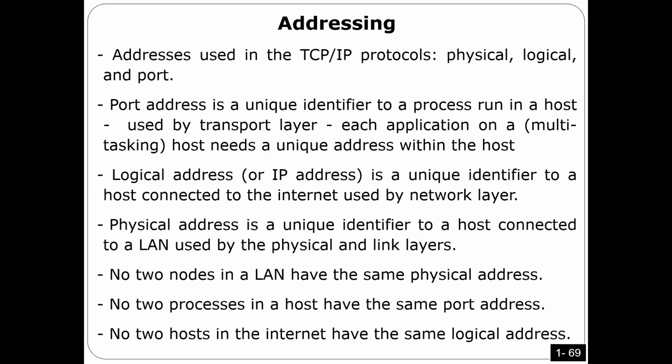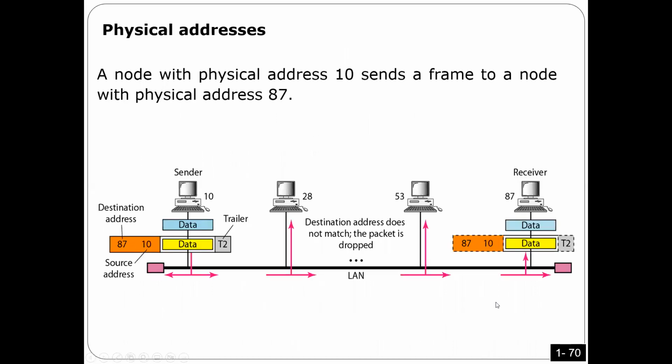Here I'm talking about addressing. I think I already explained this one, the three different types of addressing: physical or MAC address, logical, and port address as well. Okay. I already explained all of that. So no two computers in the same LAN should have the same MAC for sure, because that's an identifier. Also, in the same computer, no two processes in the host should have the same port address. Also, the same thing for IP. No two computers in the internet have the same.